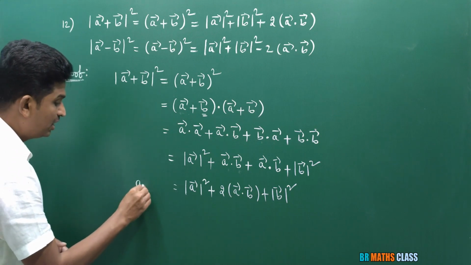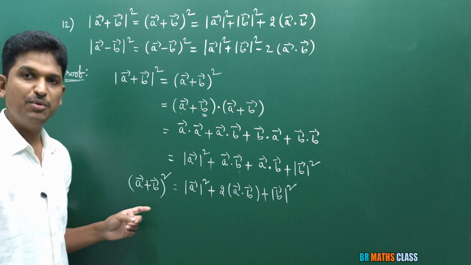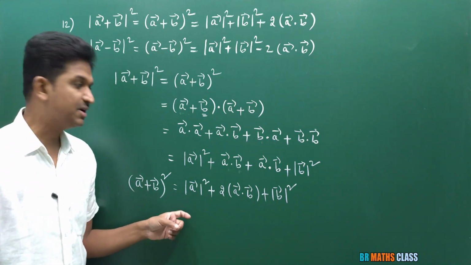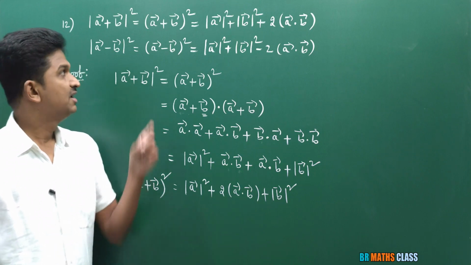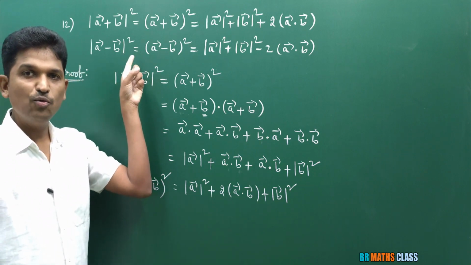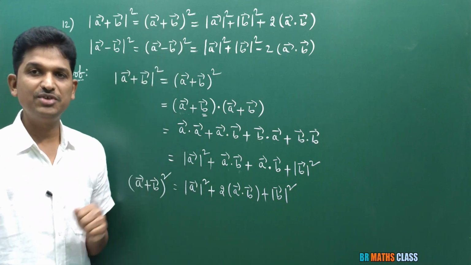So this is the formula we use very frequently from now onwards while doing exercise problems. A bar plus b bar whole square is magnitude of a bar square plus magnitude of b bar square plus 2 times a bar dot b bar. Similarly, you can prove this result. I want you to try this result on your own. These two formulas we use very frequently.